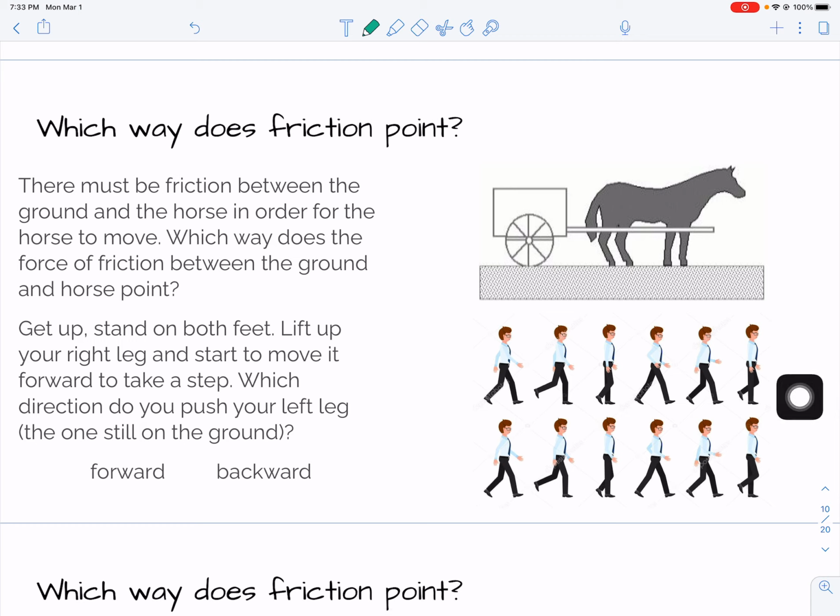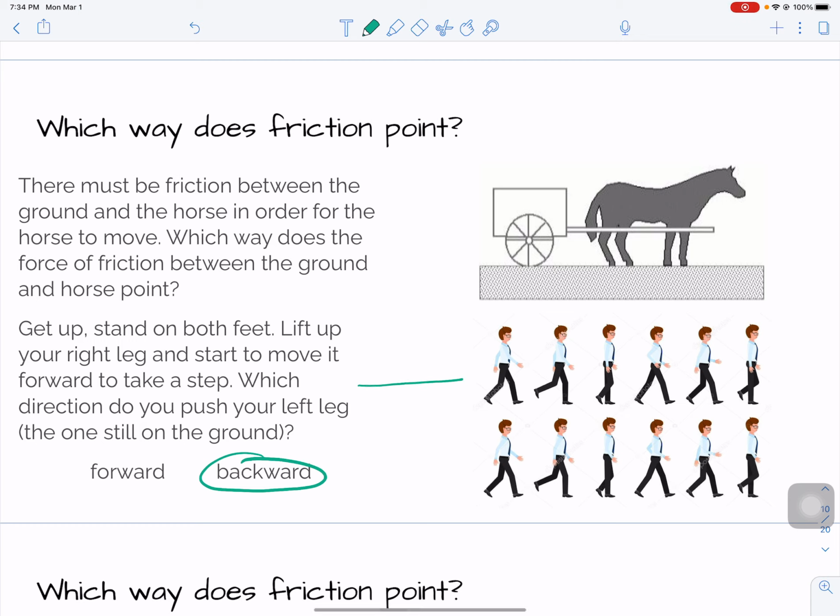So I want you to get up, and I want you to stand on both of your feet. And then you're going to lift up your right leg and start to move it forward to take a step, okay? So you're going to step forward with your right leg in the process of walking. Which direction do you push your left leg, the one that is still on the ground? Push it forwards or backwards? And the idea is that in order to walk, you actually have to push your foot backwards. So let's see what's happening.